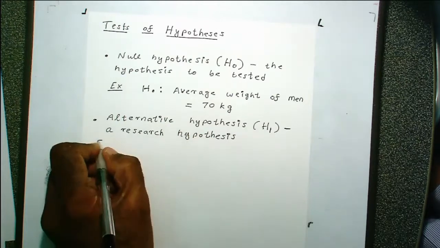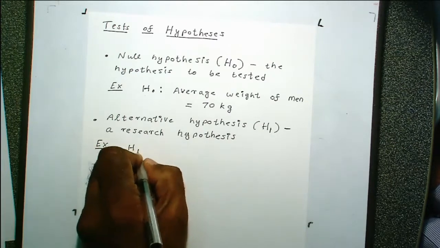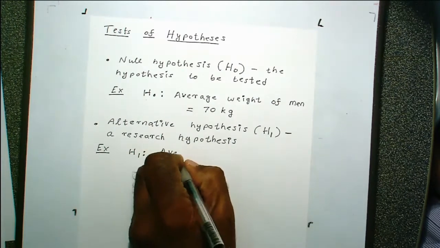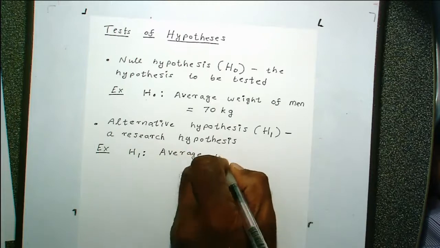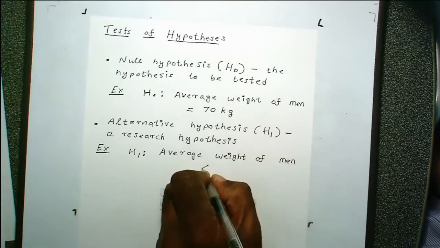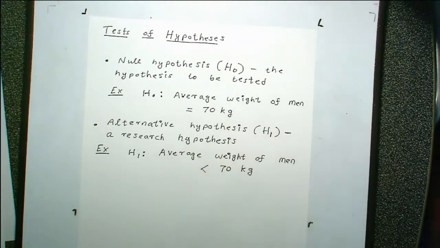Right? So for example, an example of an alternative hypothesis could be the following: that the average weight of men is less than 70 kg, right? That's an example of an alternative hypothesis, right? Or it could also be greater than 70 kg. That's another example of an alternative hypothesis, right?